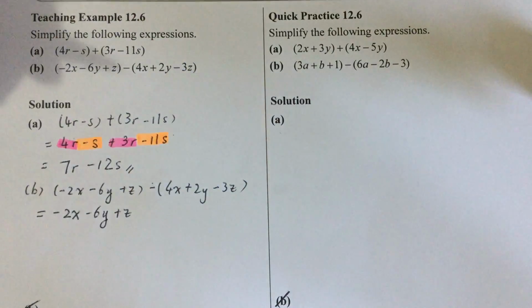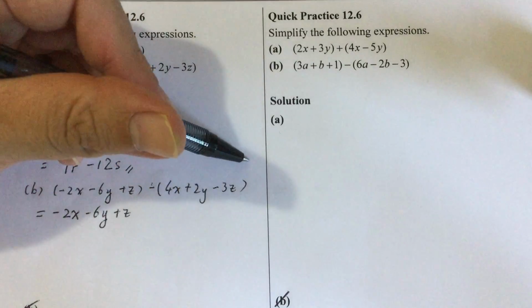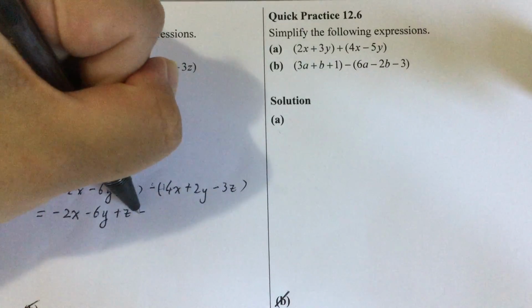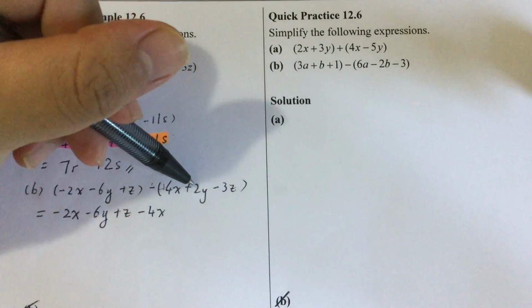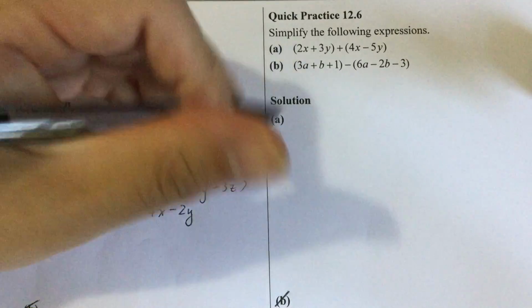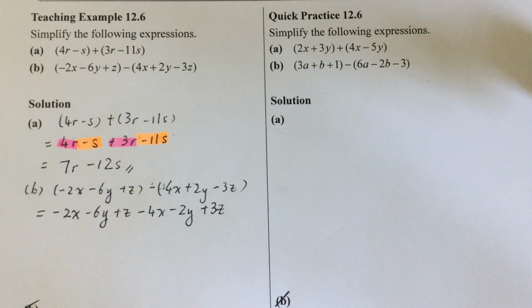And because we have a negative sign, I told you in the last video that the negative sign will change all the signs of this bracket. So this one is positive, so we will change it to negative 4x. And this one is plus, so we will change to minus 2y. This one is minus, so we will change to plus 3z. We'll change all of these. And then we will highlight them one by one.